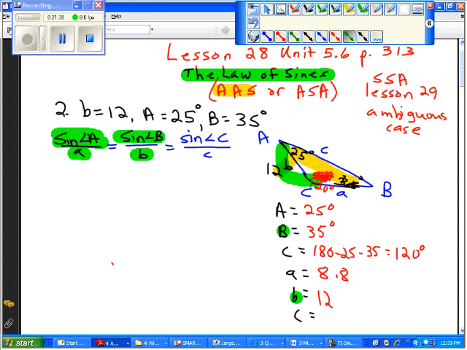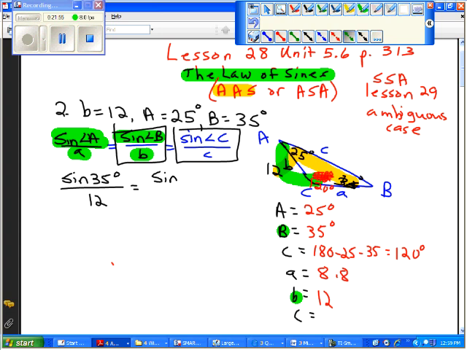And so we're going to take what we were given, the b stuff, with what we're looking for, little c, with the c stuff. And so we're going to have sine b, which is 35 degrees, over little b, which is 12, is equal to sine c, which is 120 degrees, over little c, which we don't know, and we have a proportion to solve for little c with.